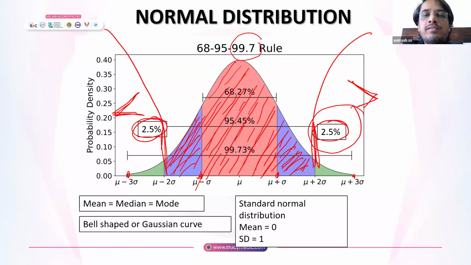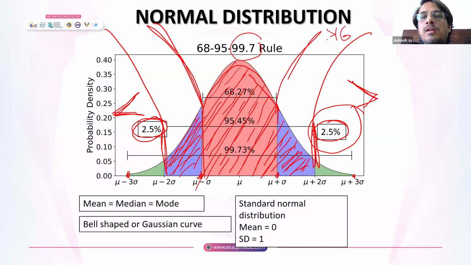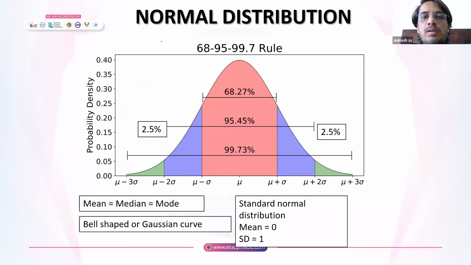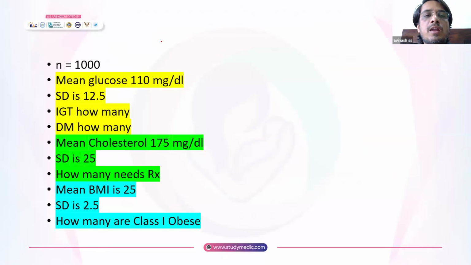Similarly, we can extrapolate this knowledge to mean plus or minus 1 standard deviation. Around 68% are inside. Then how many will be outside? Around 32% will be outside. That means 16% will be more than plus 1 standard deviation, and another 16% will be less than minus 1 standard deviation. Using this, can we solve certain problems is what we are going to see now.